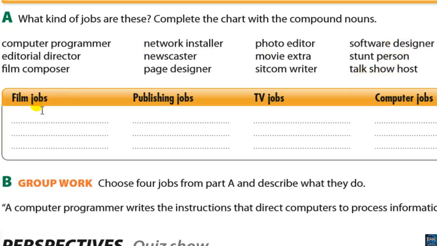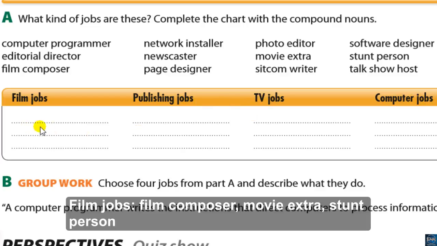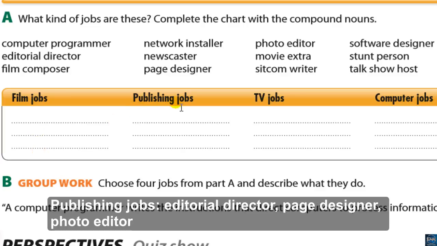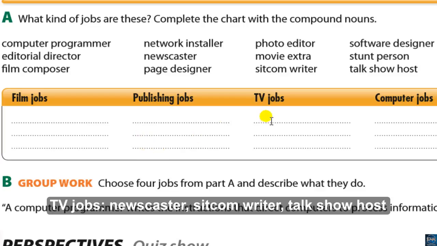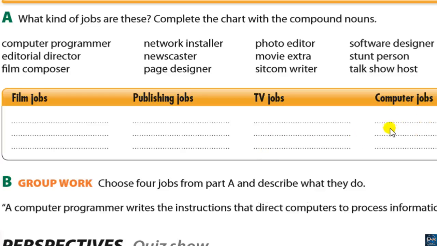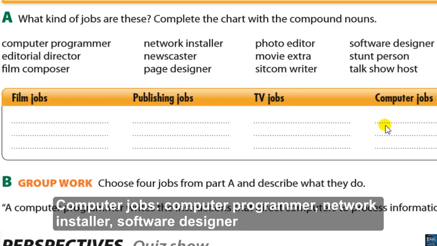Now, which of these jobs related to film jobs, publishing jobs, TV jobs, computer jobs? Film jobs. Film composer, movie extra, stunt person. Publishing jobs, editorial director, page designer, photo editor. TV jobs, newscaster, sitcom writer, talk show host. Computer jobs, computer programmer, network installer, software designer.